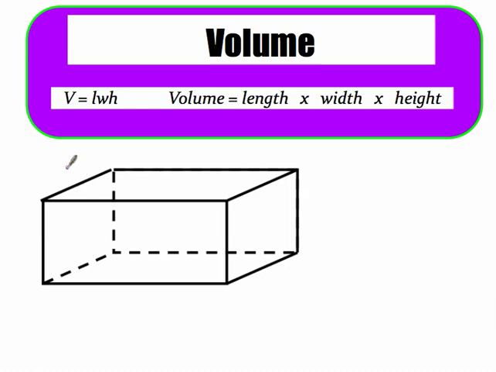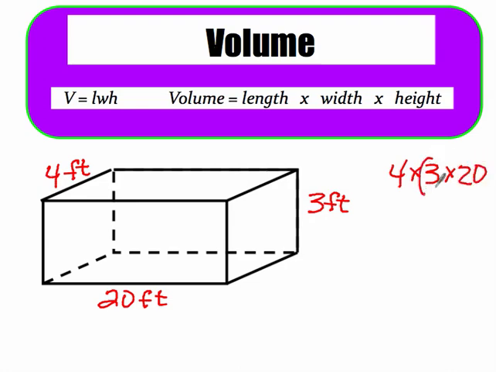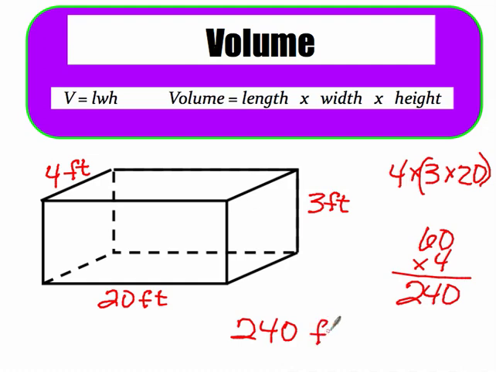Another one to label. Let's call this 4 feet and call this 3 feet. I'm just making them up. And then we'll call this 20 feet. Why not? And we're going to multiply all three. 4 times 3 times 20. And I'm going to do this because I can do that in my head. 3 times 20 is 60. And 60 times 4 is 240. So my answer is 240 cubic feet. There's the volume of that prism.